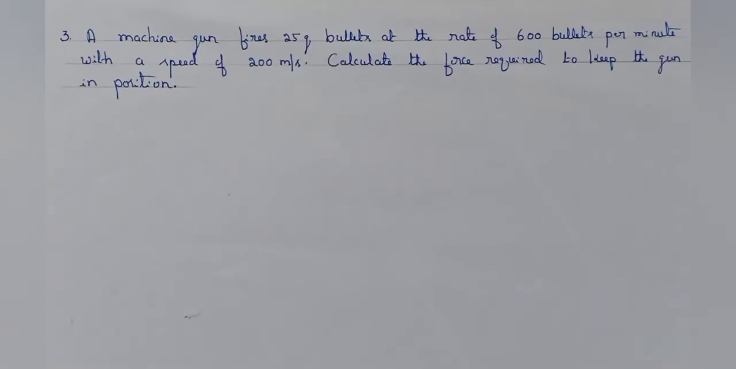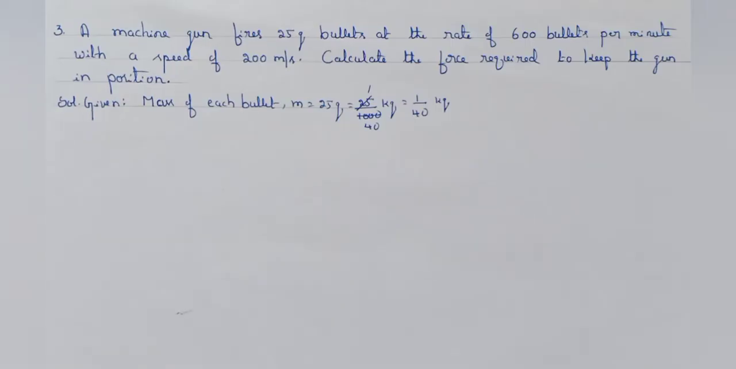Next question. A machine gun fires 25 gram bullets at the rate of 600 bullets per minute with a speed of 200 meter per second. Calculate the force required to keep the gun in position. Here, the mass of the bullet is given 25 gram. Convert 25 gram into kg. To convert the gram into kg, divide 25 by 1000. So, 25 gram is equal to 1 by 40 kg.